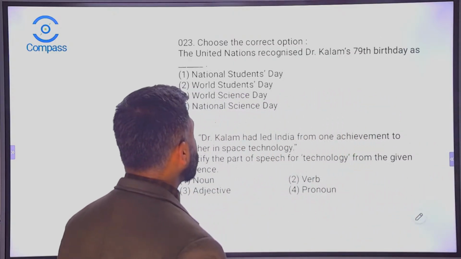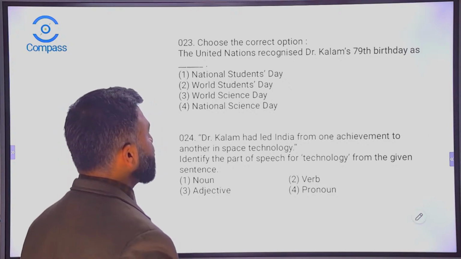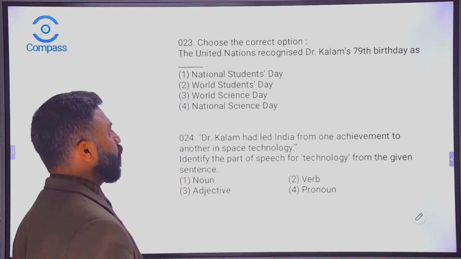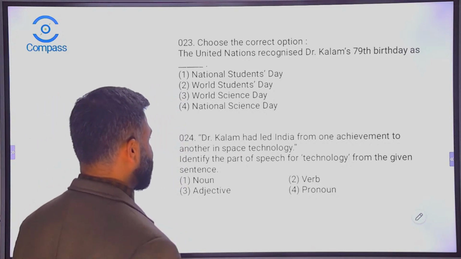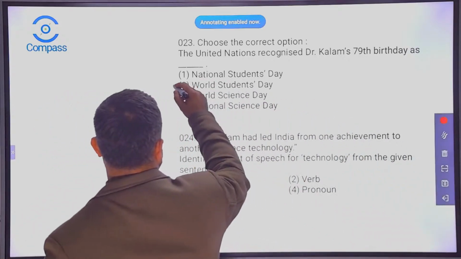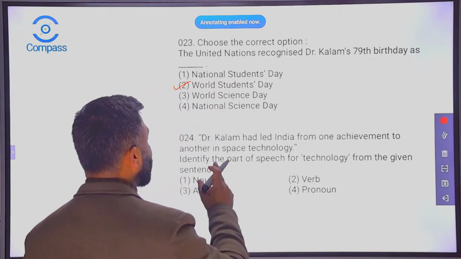Question 23, choose the correct option. The United Nations recognized Dr. Kalam's 79th birthday as, what do you think? National Students Day, World Students Day, World Science Day, National Science Day. So undoubtedly it's World Students Day.